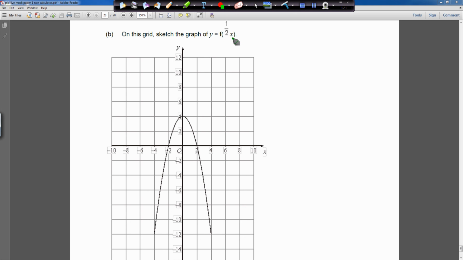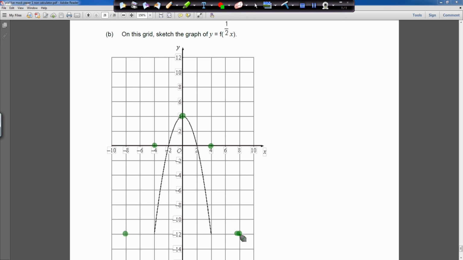Now if you put half in the same place, half of 0 is still 0. So that value there actually won't change. It won't be changed by putting half inside the function. What will change is the place that was at minus 2 will now move out to minus 4. What was at 2 will move to plus 4, like that. And this point here that was at minus 4 will move out to minus 8 to double it.